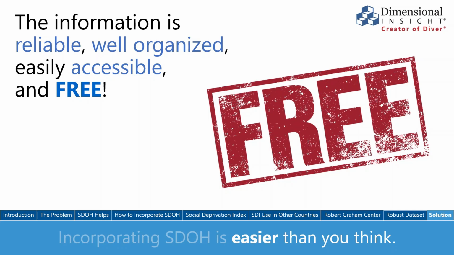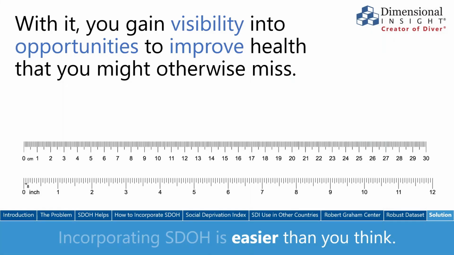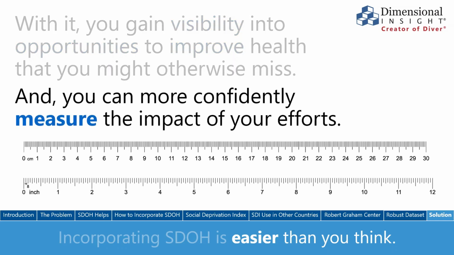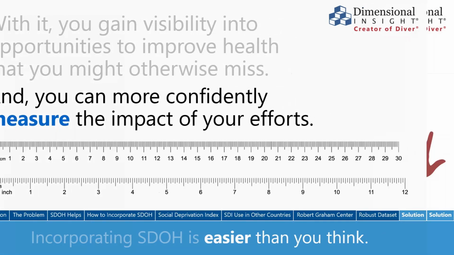Now, the Census Bureau data is certainly not the only source of information on social determinants. There are a variety of different sources, many of them available from commercial sources, but particularly if you're just starting out, the American Community Survey is a very effective starting point to wrap your arms around what's possible, and it's certainly cost-effective to get in the game. And with this data, as you saw, you gain visibility into the opportunities to improve health that you otherwise might miss, and you can more confidently measure the impact of your efforts, such as intervention programs.